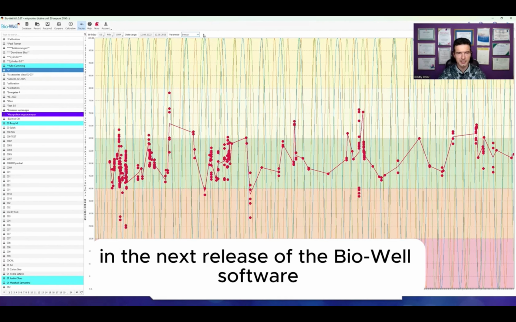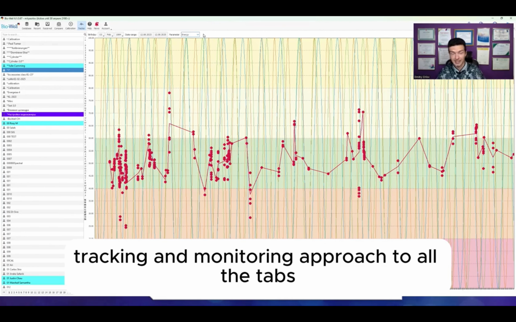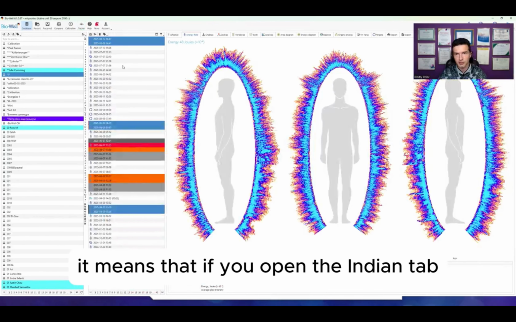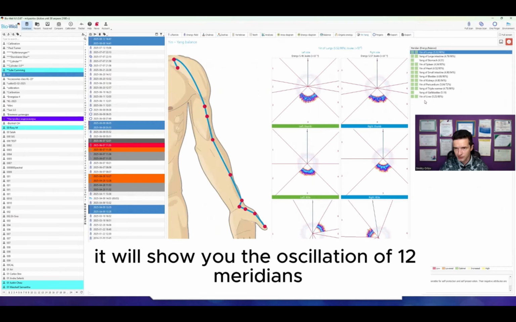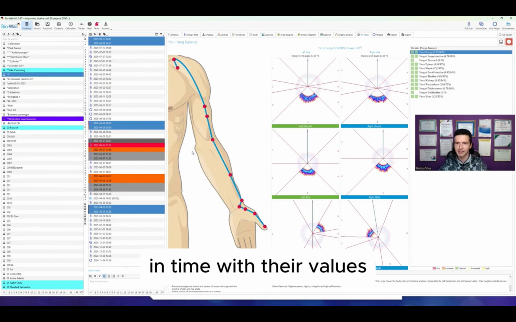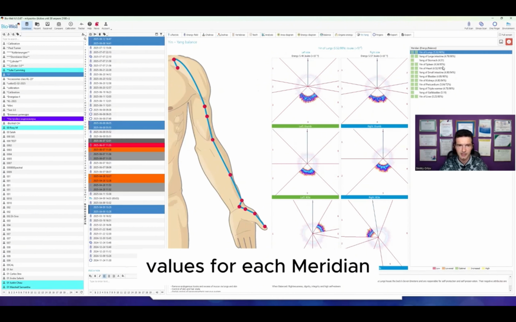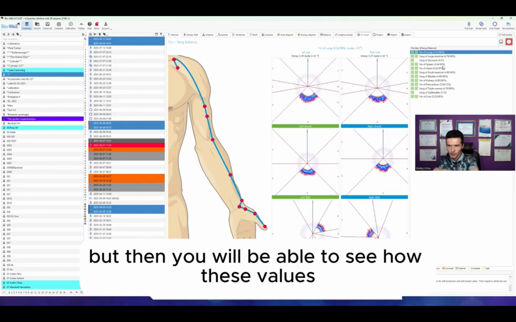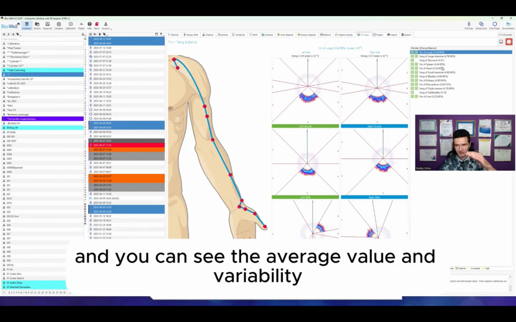In the next release of the Biowall software, we will try to apply this tracking and monitoring approach to all the tabs. What does it mean? It means that if you open the Inian tab, it will show you the oscillation of the 12 meridians in time with their values, energy and balance, because we have two values for each meridian. Then you will be able to see how these values oscillate and vary through time, and you can see the average value and variability.